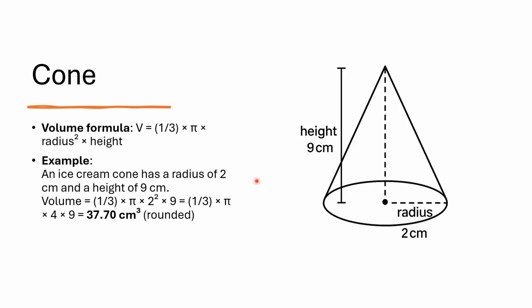In a cone, the volume formula is volume is equal to 1/3 pi times the radius squared times the height. So an ice cream cone has a radius of 2 centimeters and a height of 9 centimeters. So the volume is 1/3 times pi times the radius squared times the height. So it's 1/3 times pi times 4 times 9, or 37.7 cubic centimeters.